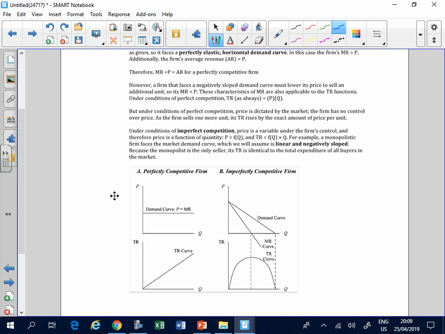Imagine, for the sake of it, that every single person in this room knew, for some miraculous reason, what every single shop price for Coke was here.